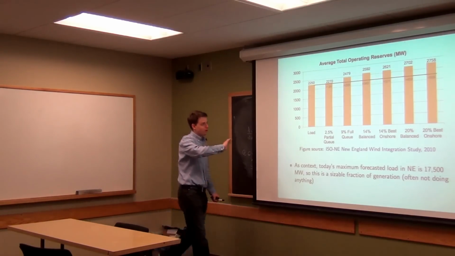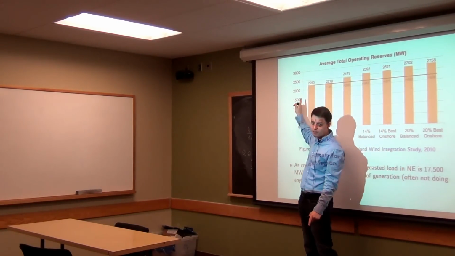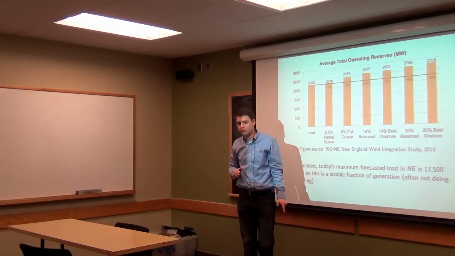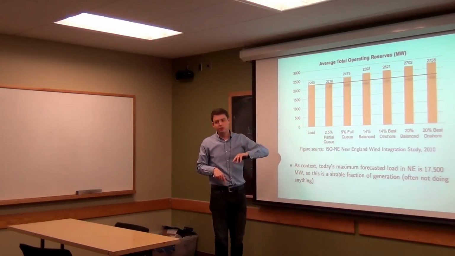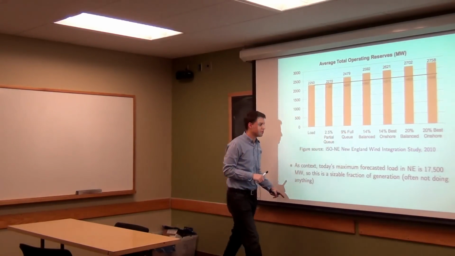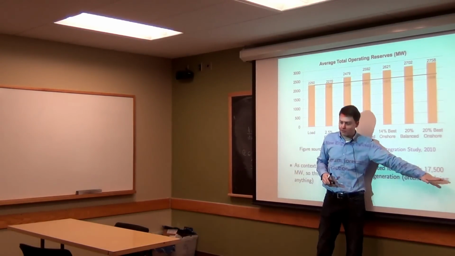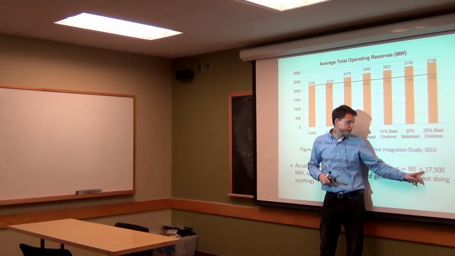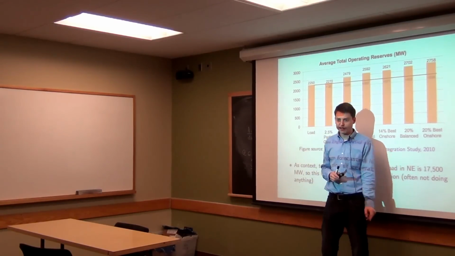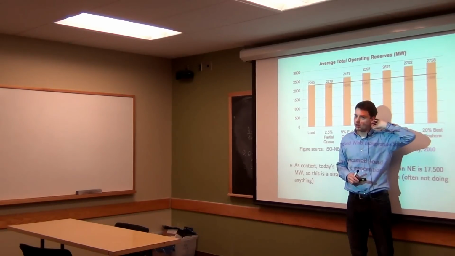Again, you need a pretty big increase to get things to work. New England already has a fair amount of reserve, about 22,000 megawatts, but we still need a pretty sizable increase if we want 20% wind integration. To put it in perspective, these numbers don't mean all that much, but today the maximum forecasted load was 17.5 gigawatts. So these are pretty sizable portions of the total load in New England that you have to add.